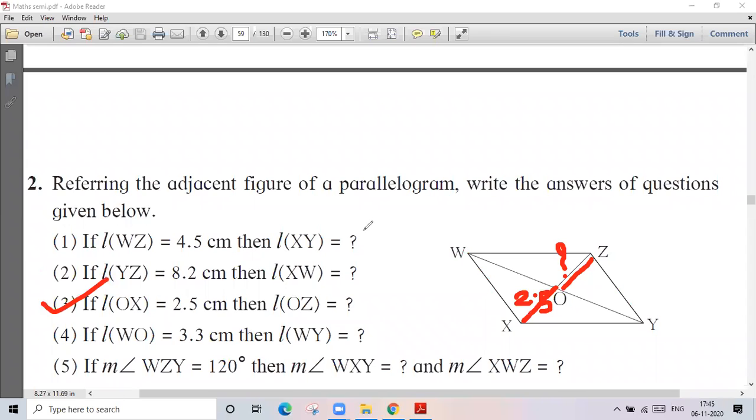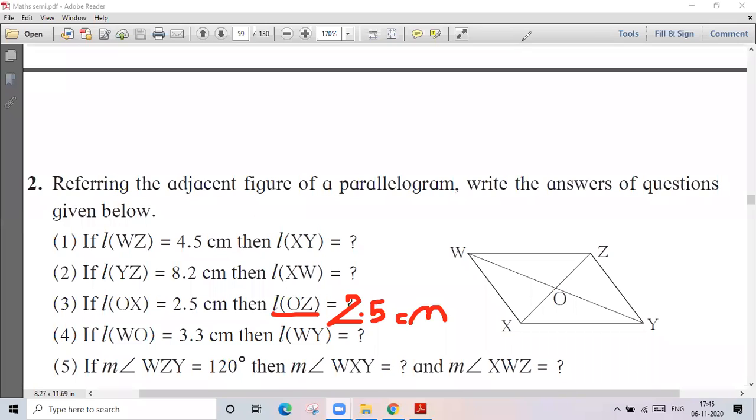But the thing is that you need to write a reason. You have to write the reason every time. Opposite sides of a parallelogram are congruent. The diagonals of a parallelogram bisect each other. What will you write here? Diagonals of a parallelogram bisect each other. Therefore, the length of OZ is equal to the length of OX, that is 2.5 centimeter. Getting?